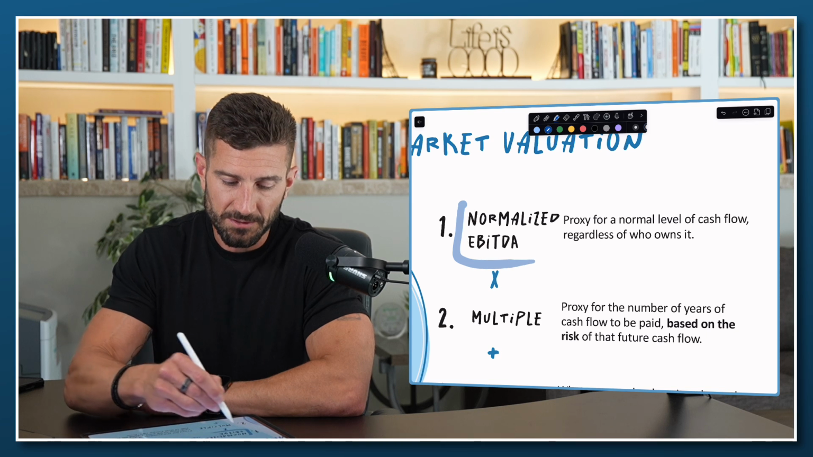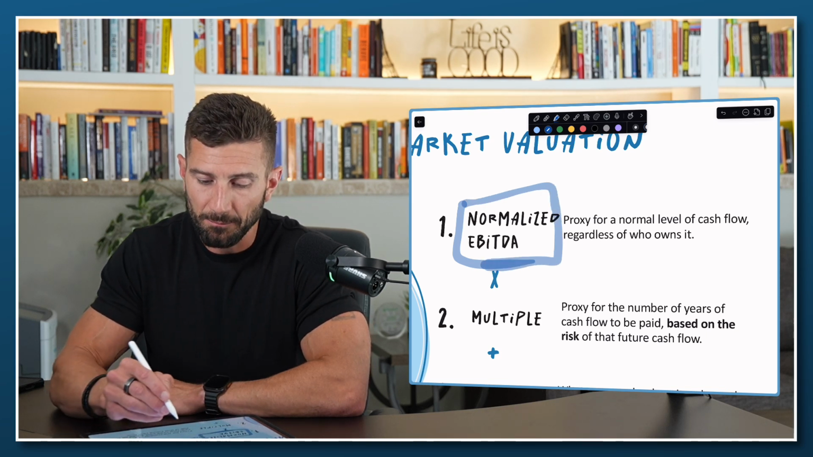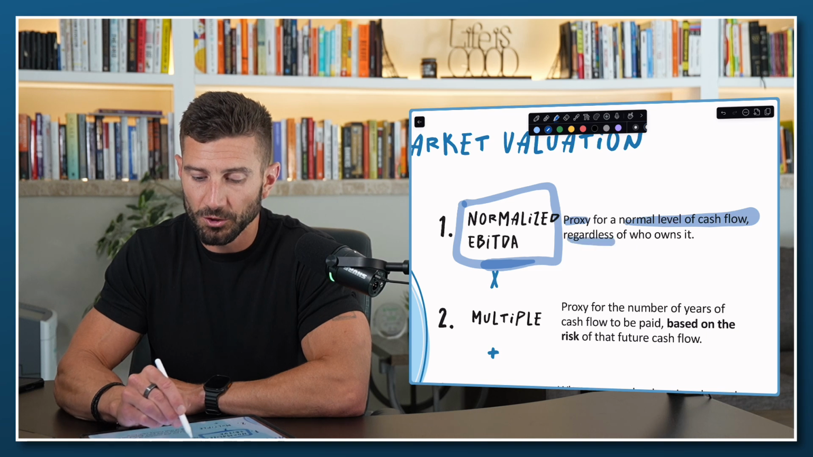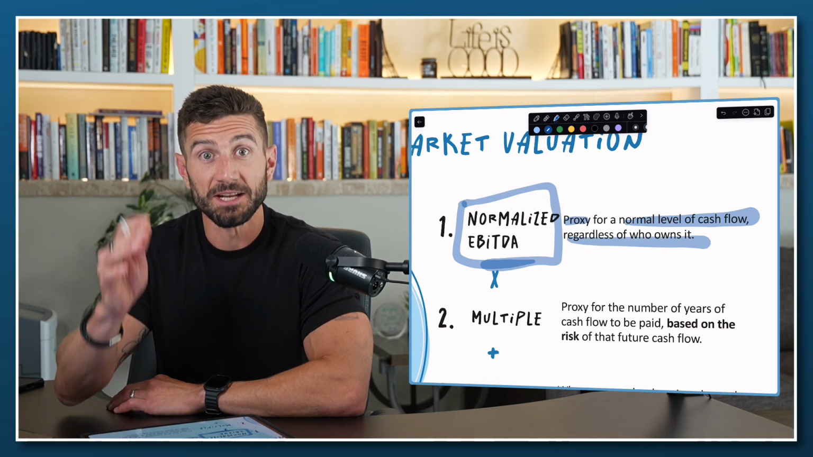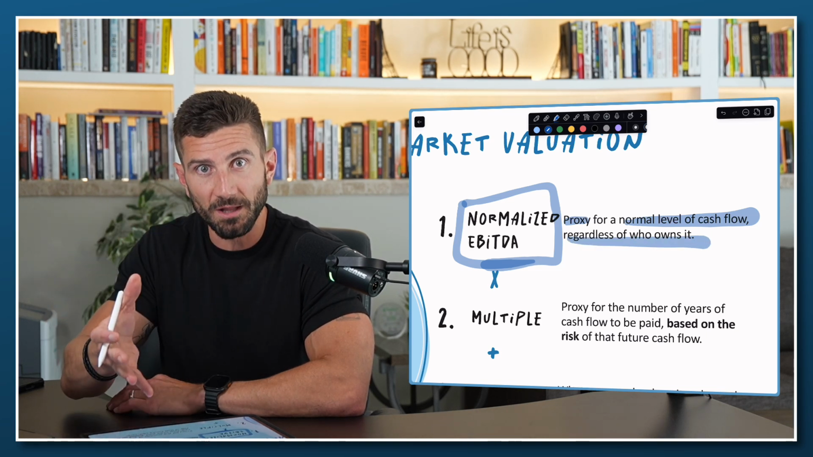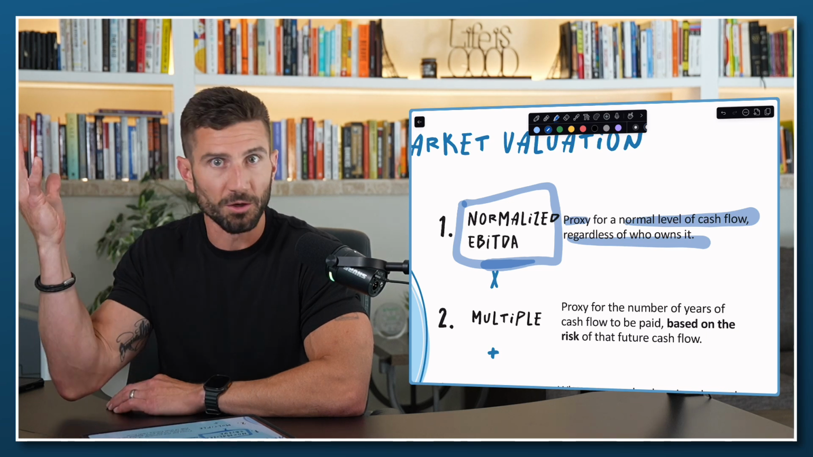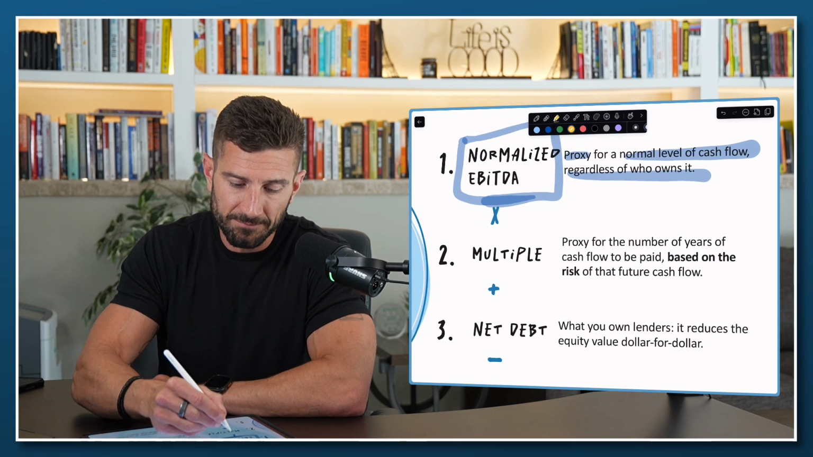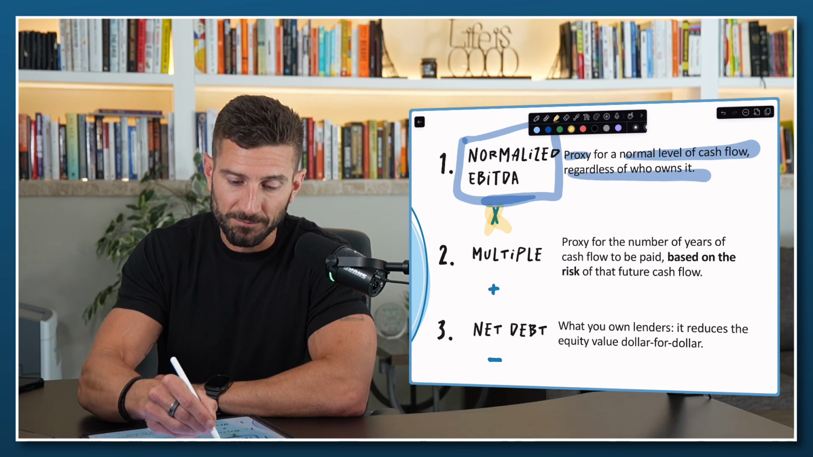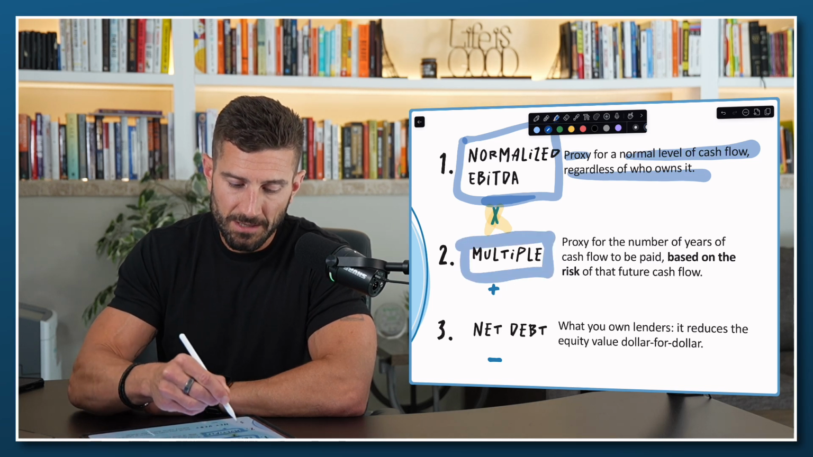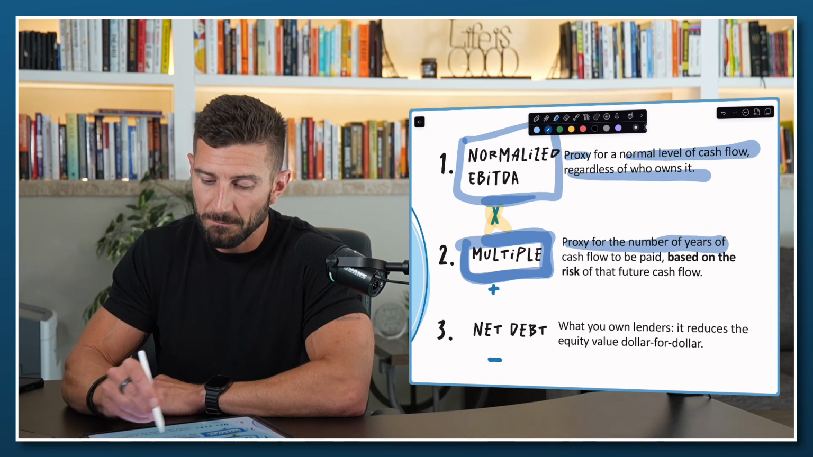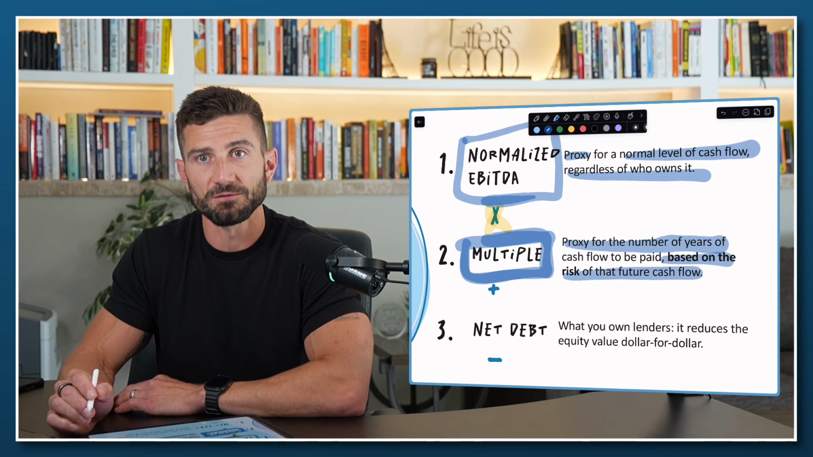So the normalized EBITDA is a proxy for a normal level of cash flow, regardless of who owns it. So we're getting to that earnings potential. What is the normal level of cash flow, regardless of who owns the company? Then we're going to multiply that by a multiple. And that multiple is a proxy for the number of years based on the risk of that future cash flow.